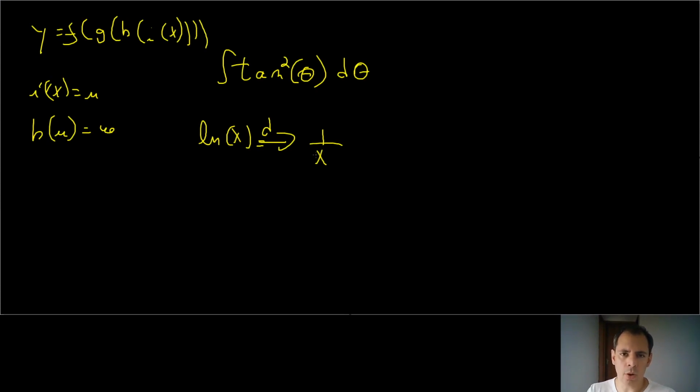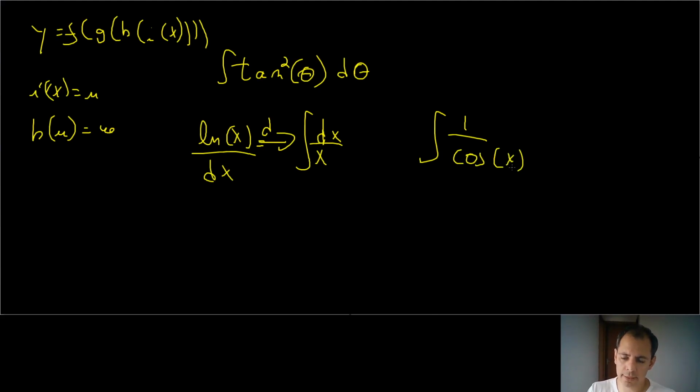But is this all? No, it's not, because you're differentiating this with respect to x. All right? So when you integrate this stuff, this dx comes over here and multiplies by this 1. So you're integrating 1 divided by x dx, right? Now let's just say that you're integrating 1 divided by the cosine of x.